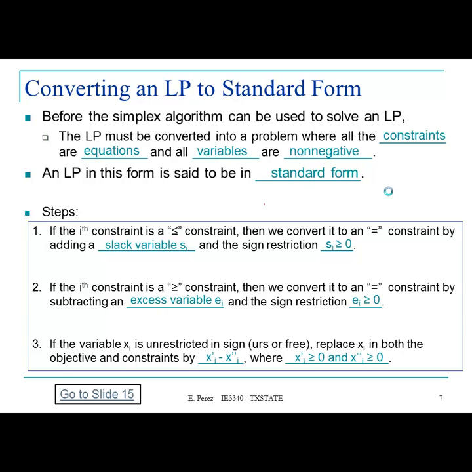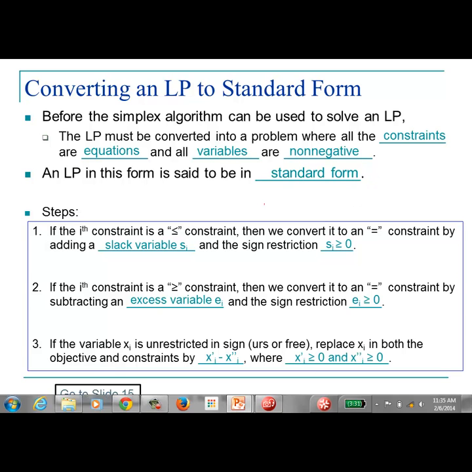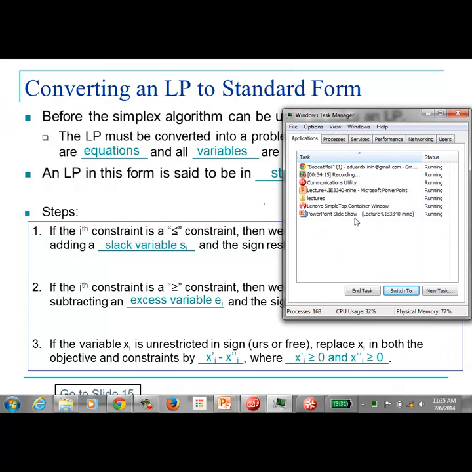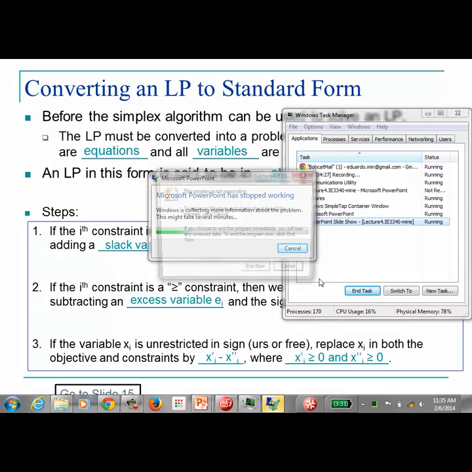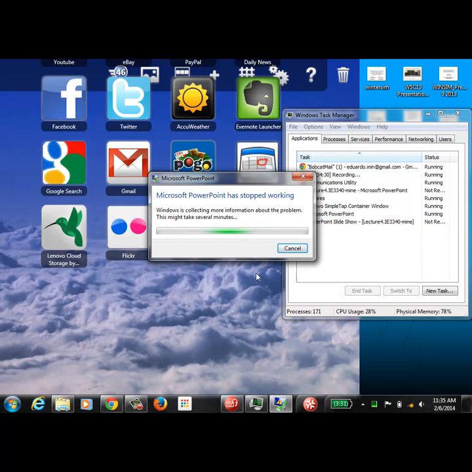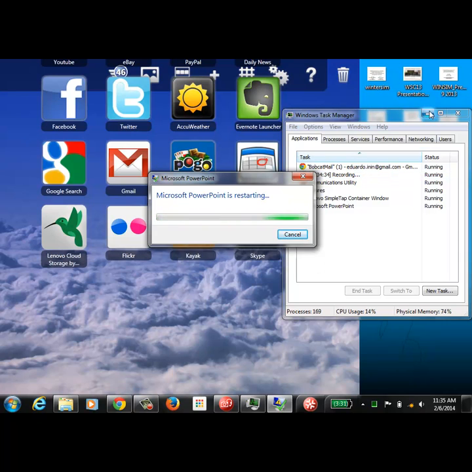Having some technical difficulties. Yeah, I apologize for this. It's the first time that happens.